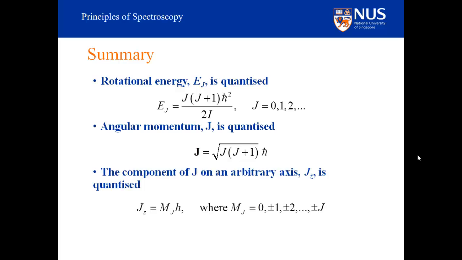But the component of the angular momentum j on an arbitrary axis z, j sub z, is also quantized. This is the spatial orientation arising from a boundary condition of the second coordinate for my particle moving on a sphere, and so j sub z is equal to m sub j times h bar. The mj is my new quantum number, and mj can have values of 0, plus or minus 1, plus or minus 2, all the way up to plus or minus j. It is limited by the rotational level that you are in, and that leads to my degeneracy of 2j plus 1.